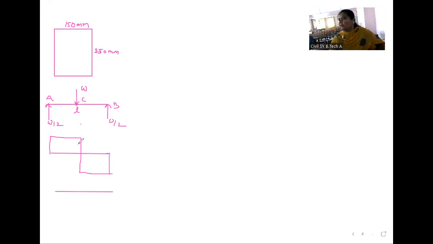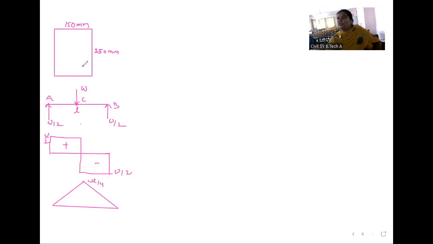So this is our shear force diagram, with W by 2 here and W by 2 here. And then you have to draw the bending moment diagram for this. The bending moment under the point load will have a value. So for a simply supported beam with a central point load applied, the bending moment is WL by 4. Okay.